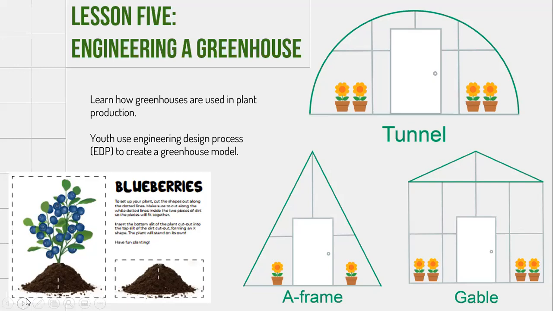There's no really right or wrong way to do this. And then they engineer a greenhouse, following that engineering design process. We give them some examples. Do they want that tunnel version, that A-frame, that gable, whatever works best for them. But getting them to think through how do you build a greenhouse in such a way that it's able to let in light, but also allow your plant to grow, and think through some of those real world applicabilities, which is really cool.